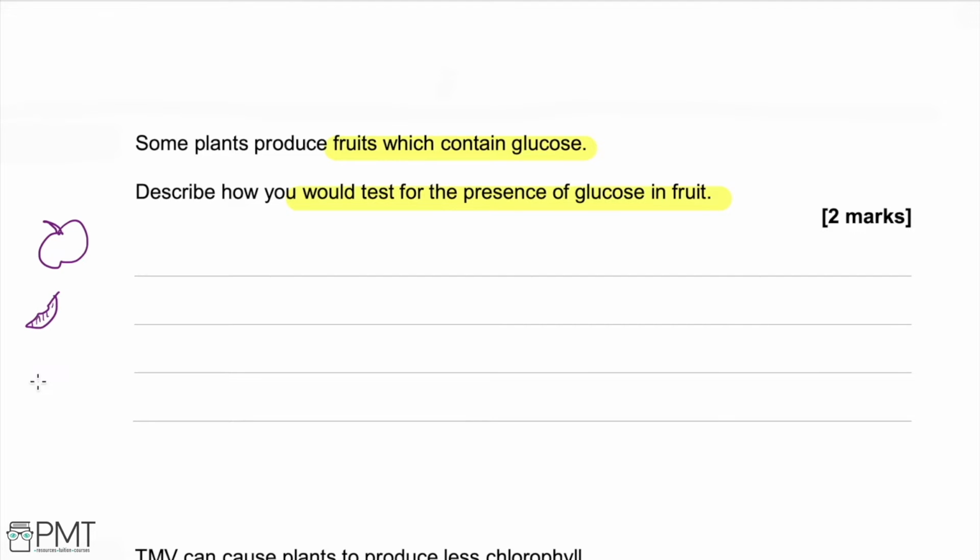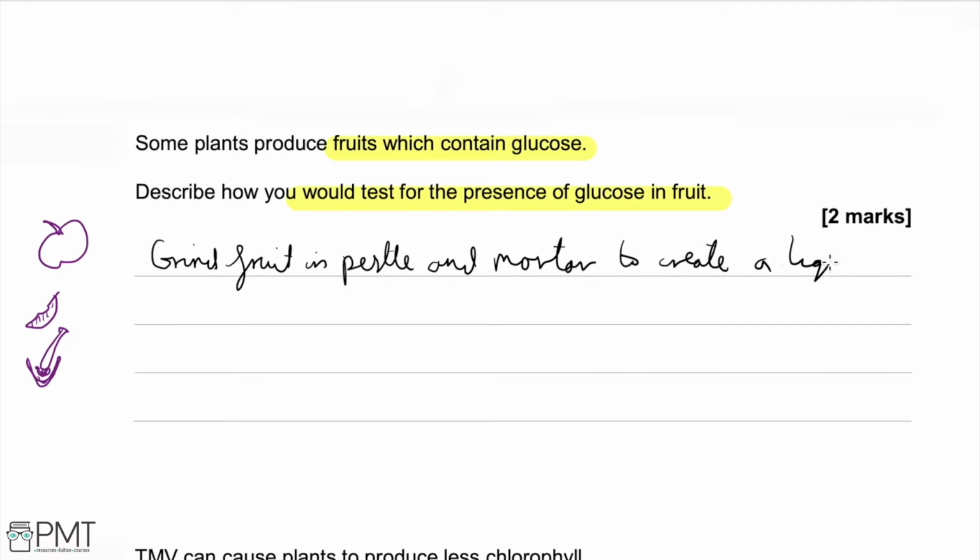So what we're going to do is we're going to create a paste. To do this, we're going to take a little sample of it, like a slice. I'm going to grind this down in a pestle and mortar until it creates a liquid. Now, this is the first stage, so let's write this down.